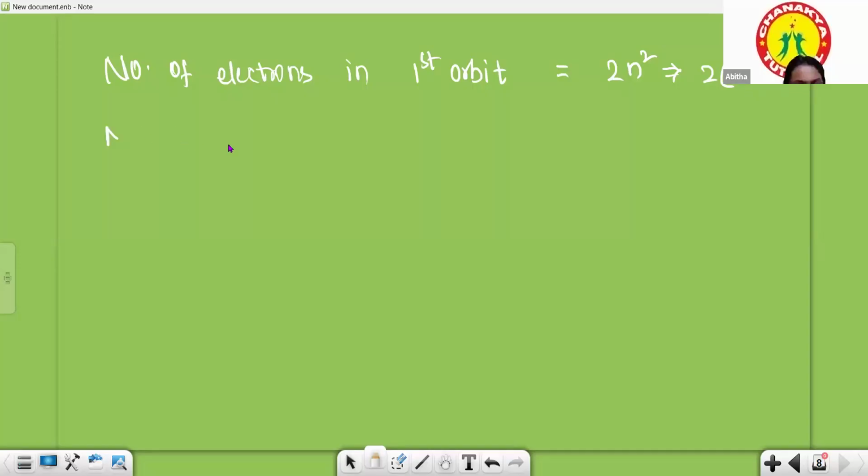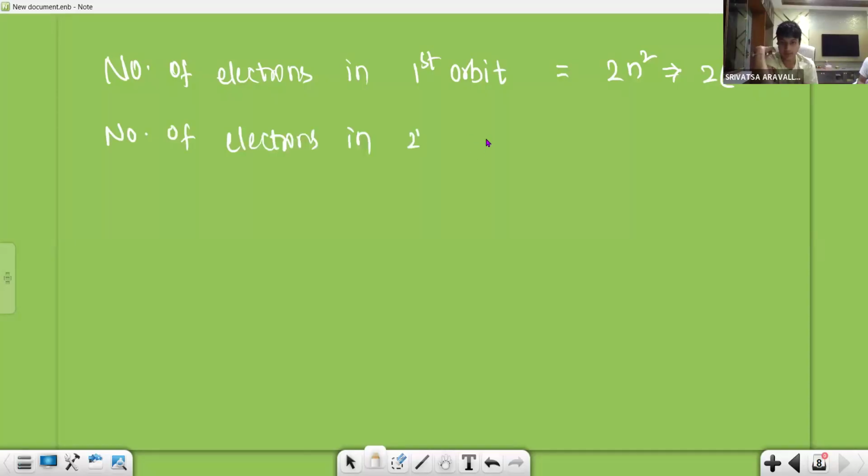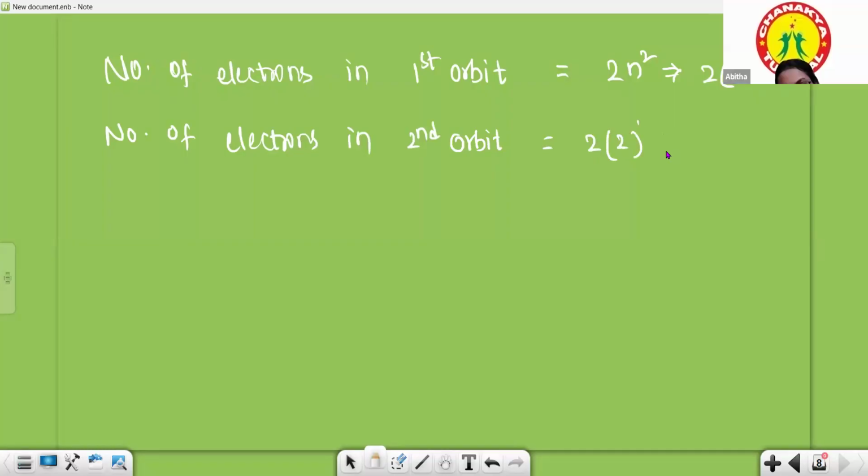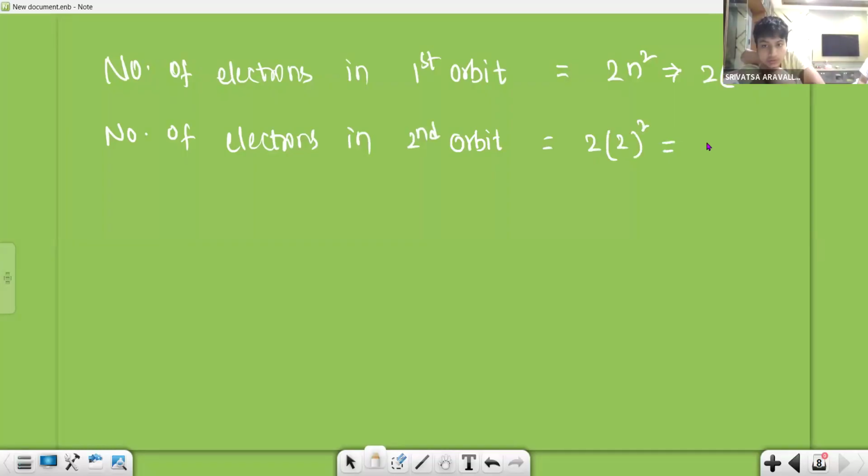Okay. Next, the number of electrons you can accommodate in the second orbit. 2 into 2 square, two to the power of two. So it's two into four. Eight.